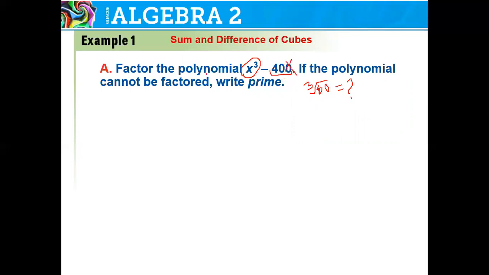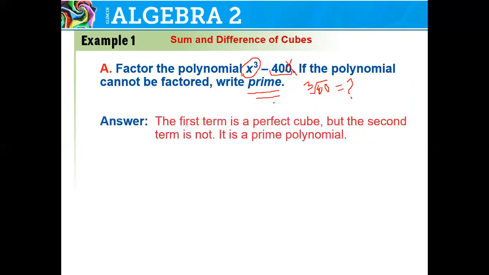That's why we say that this polynomial is prime. So we write our polynomial is prime. The first term is a perfect cube, x cubed, but the second term is not, so it's a prime polynomial. Prime polynomial means it cannot be factored more. There is no other factorization for this one. So it's totally prime. I cannot factorize, I cannot split it out into two brackets, okay?